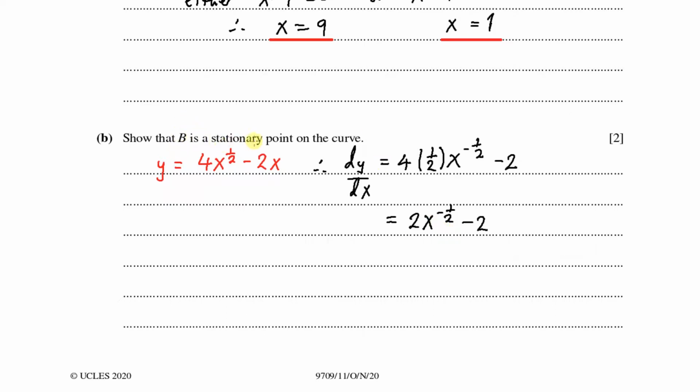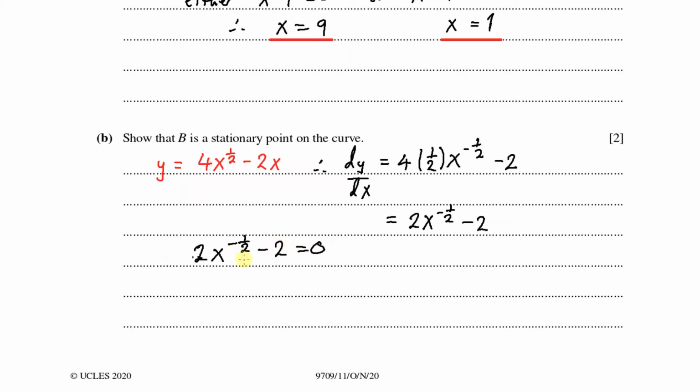Now if B is a stationary point, then it means dy by dx should be equal to 0. So therefore we can say 2x to the power of minus a half minus 2 is equal to 0, and let's solve for x.